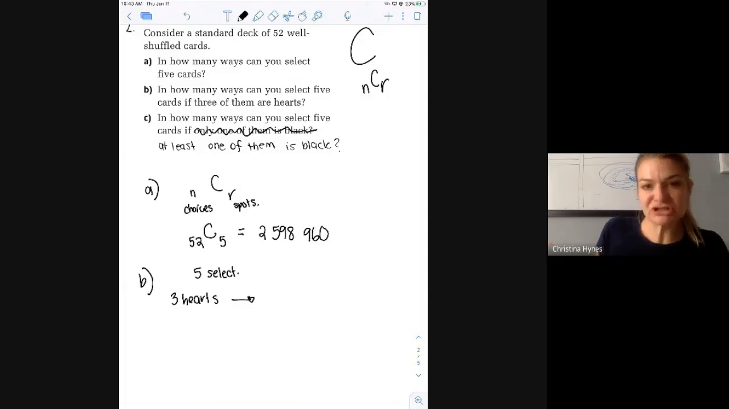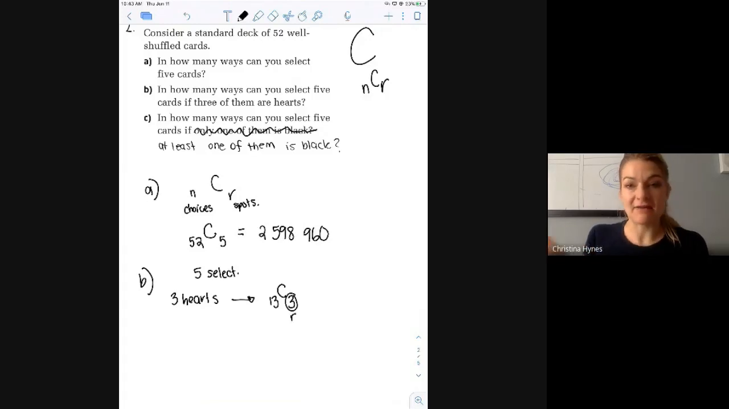So we start this question by saying, how many hearts do we have to choose from? So how many choices do we have? In a deck of cards, there are 13 hearts, and we want to choose 3 of them for our deck. So as you can see, there's my R value.